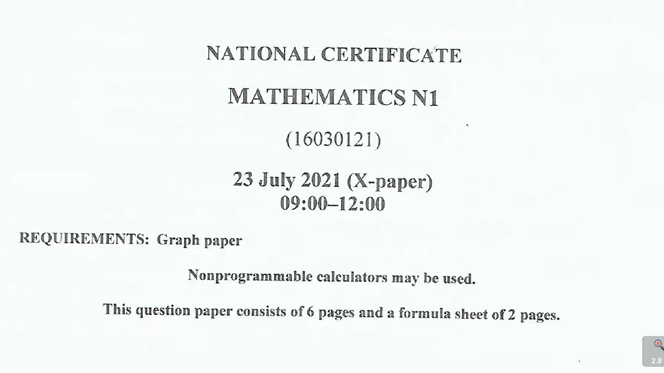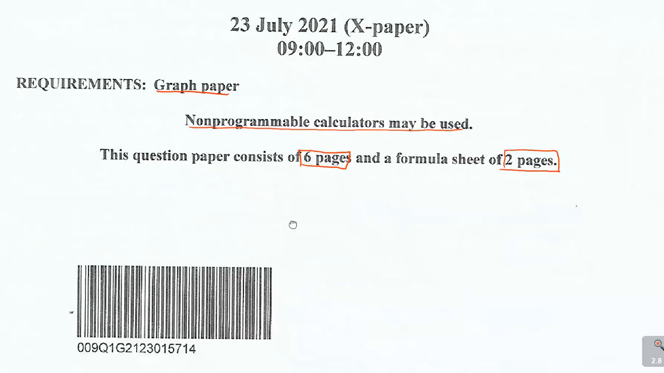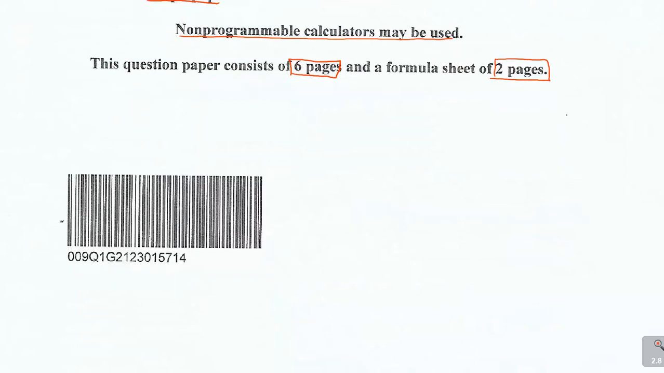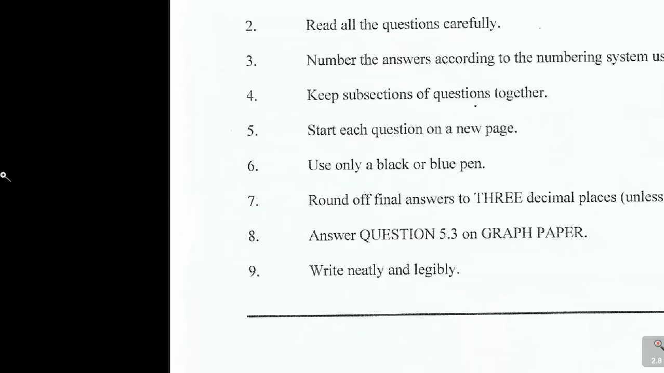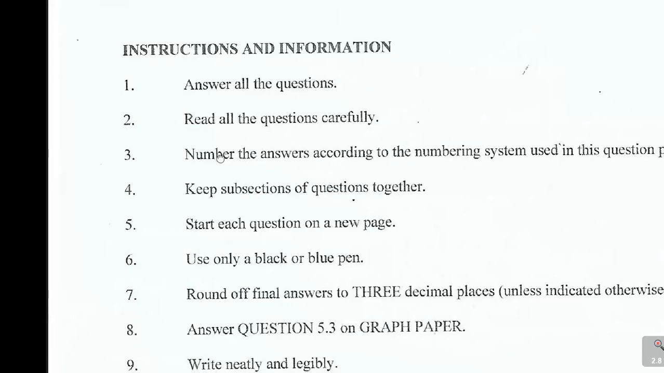Alright, so let's look at this paper. As we said, we will need graph paper later, and we are going to use our calculator, which is a Casio that I'm using. It says this question paper consists of 6 pages and a formula sheet of 2 pages. It's always good to go through the formula sheet just to check what the formula sheet comprises of. Alright, and then let us go through a few instructions again.